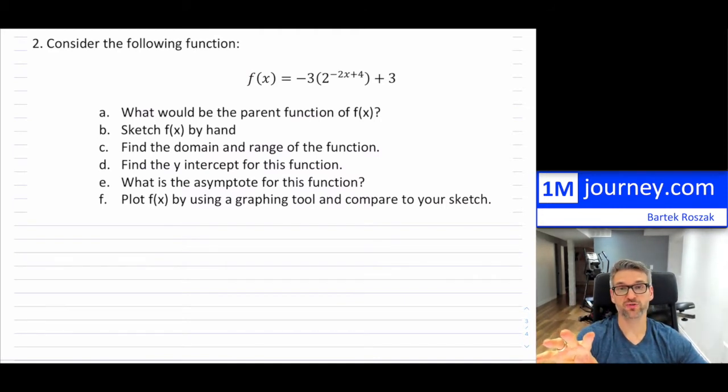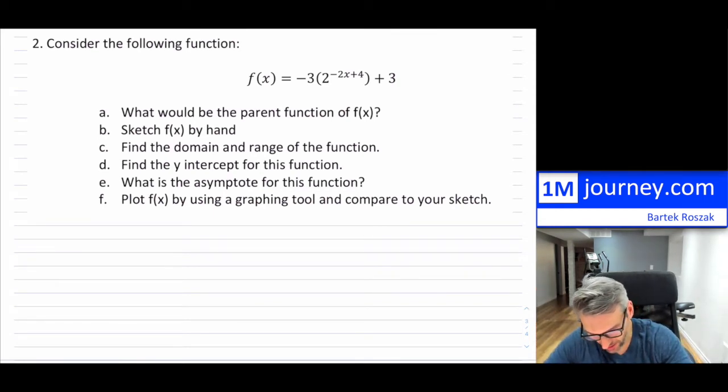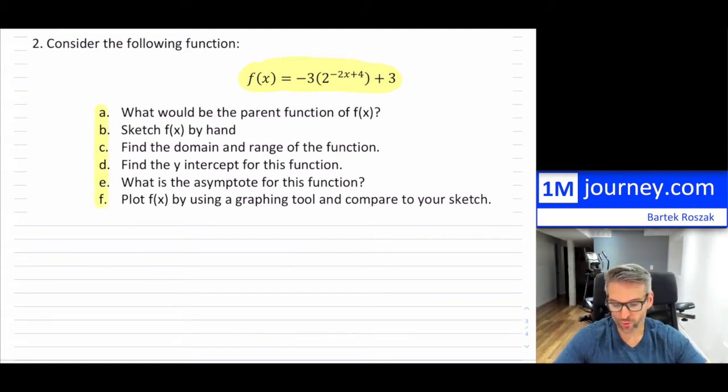And it's all about transformations and really understanding these exponential functions, plus what transformations do to our parent functions. We have this rather crazy looking function right here, f of x, and it's asking us a slew of questions. It's asking us, what would be the parent function of this? Sketch f of x. Now notice sketch by hand, so not plot it, at least not yet. Find the domain, find the range, find the y-intercept. They actually don't ask us for the x-intercept, but I'll do it anyways. What is the asymptote for this function?